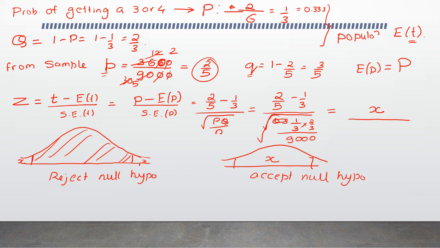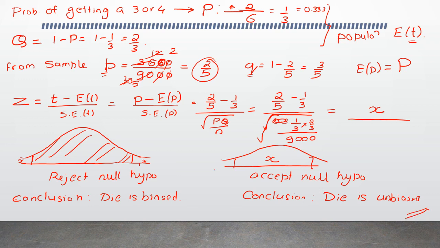Now if I am rejecting this null hypothesis, the conclusion is that the die is biased. And if I am accepting the null hypothesis, the conclusion is that the die is unbiased. Okay, so this will be the end of your problem. Either of these two cases can occur, this one or this one. So I think this should be enough for the null hypothesis part.